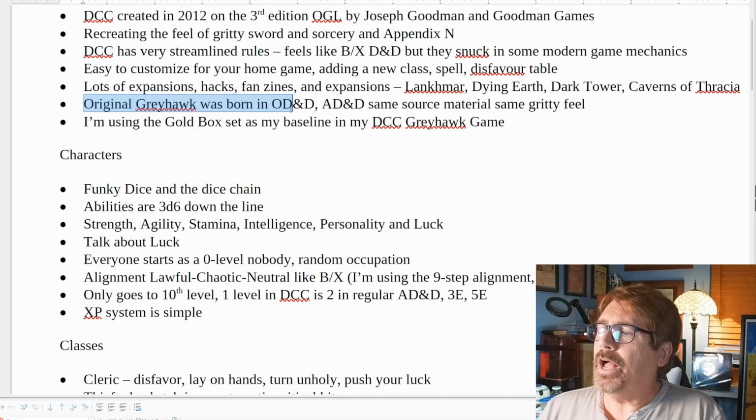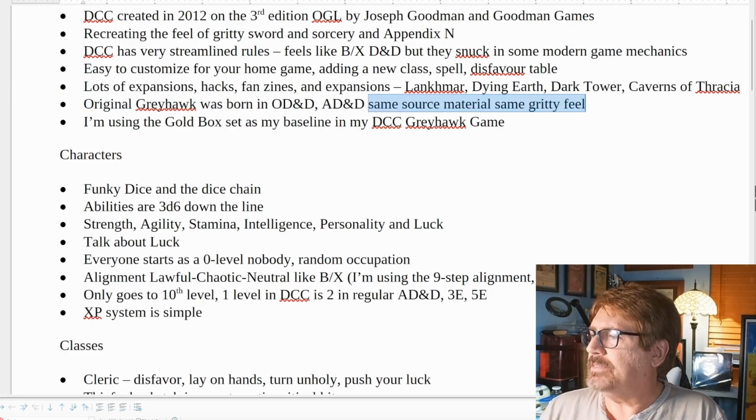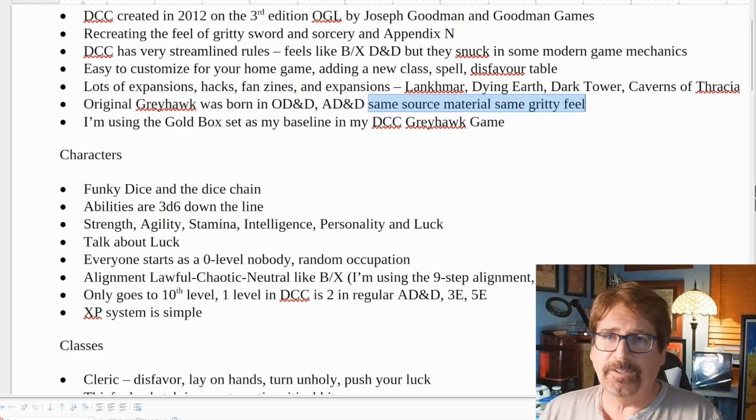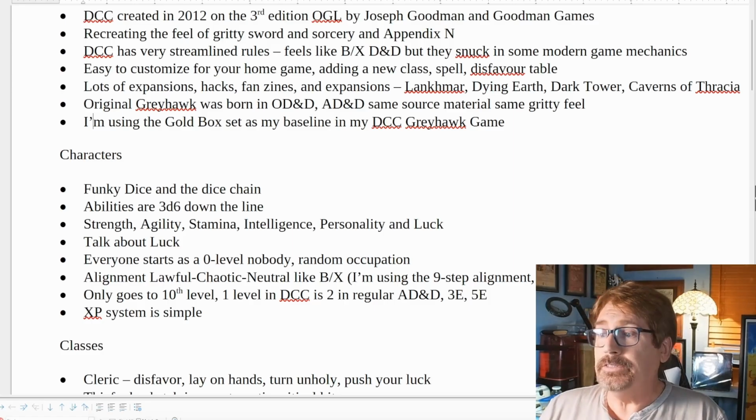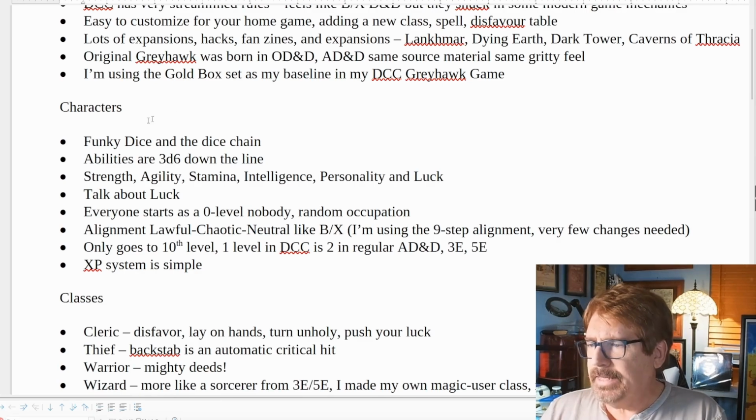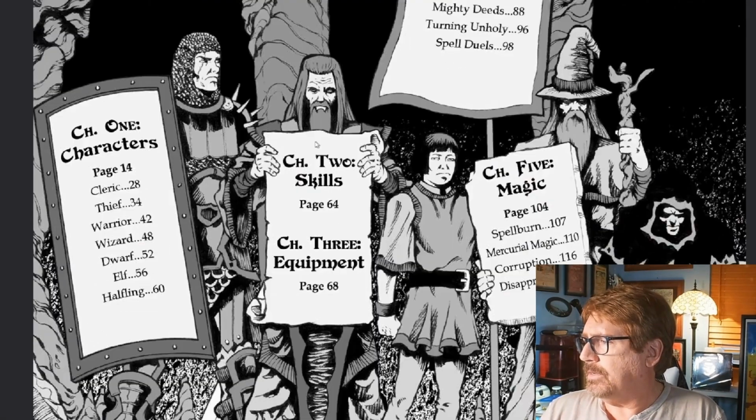So the original Greyhawk was born in OD&D, original D&D, AD&D, advanced D&D, and some source material. It's got the same source material and the same gritty feel. So this Dungeon Master is using the gold box set as his baseline in his Greyhawk game. And then he goes over the different rules. So let's go ahead and look at the thing here.